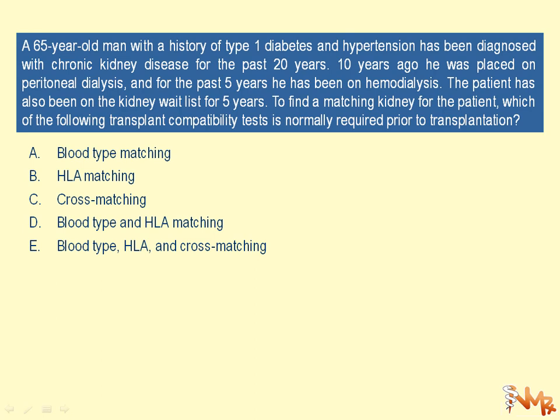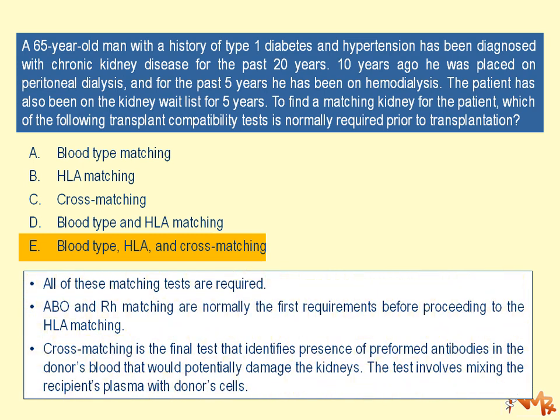Actually, you want to always play the safest, and the safest appears to be option E, and that's actually correct. All of these matching tests are required. Blood type is the very first thing that you do before you make it more expensive, because that's cheaper and easier to do. ABO and Rh matching are normally the first requirements before proceeding even to HLA matching for a particular patient.